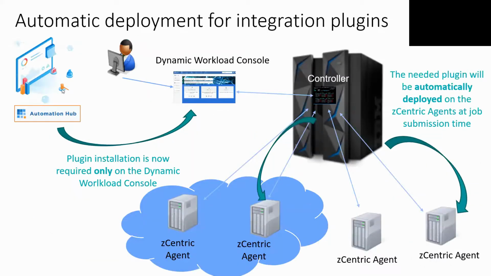And basically, another announcement that was delivered in April is that when you want to use a plugin for a specific application, you just need to download it from the Automation Hub on the Dynamic Workload Console. Then the first time that you use that specific job type on a job, on a specific agent, the product itself will take care of the automatic deployment of the plugin on the agent at the time of the execution of the job. So it is the latest announcement that was delivered in April.